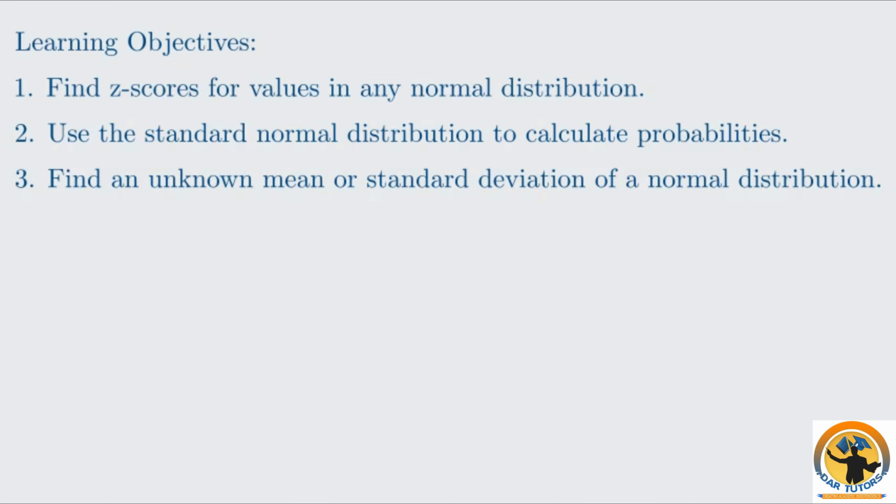Let's get started. Our first objective is to understand z-scores and the standard normal distribution. Let's begin with the standard normal distribution. Suppose we have a random variable x that follows a normal distribution with a mean mu and a standard deviation sigma. We can write this as x is distributed as a normal with mean mu and variance sigma squared.